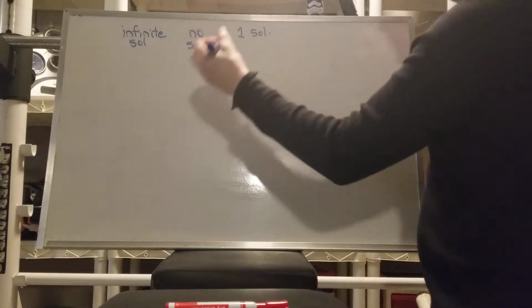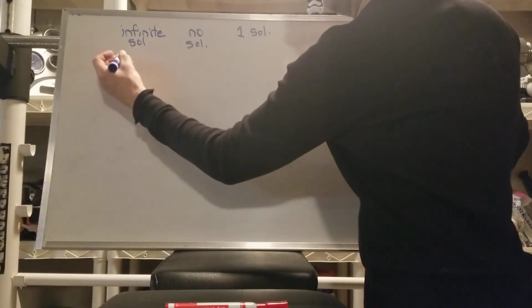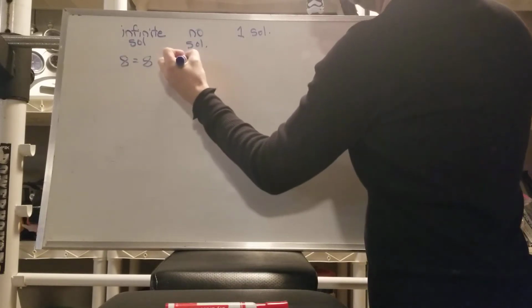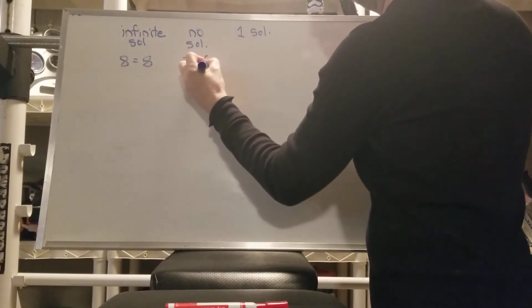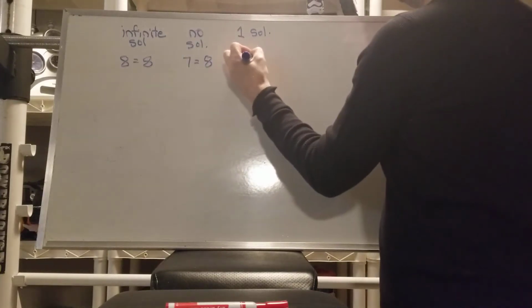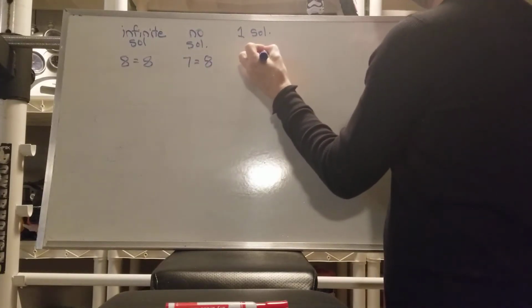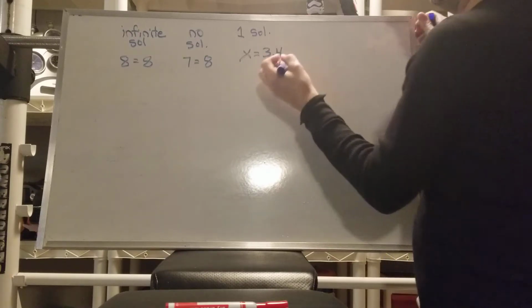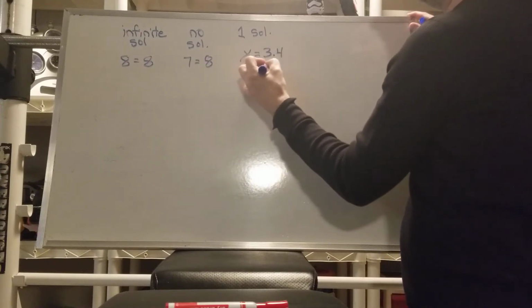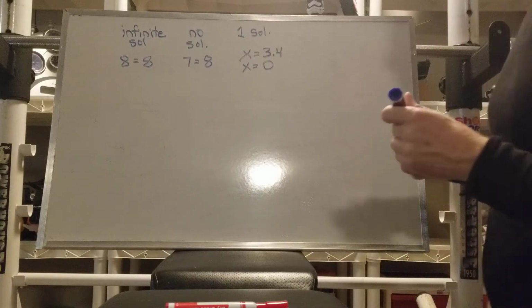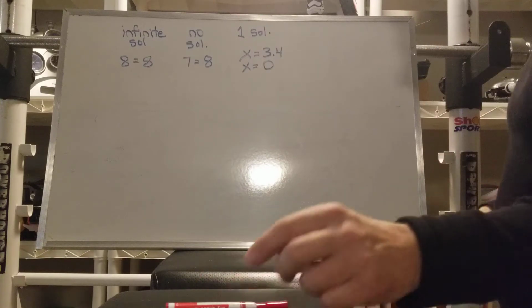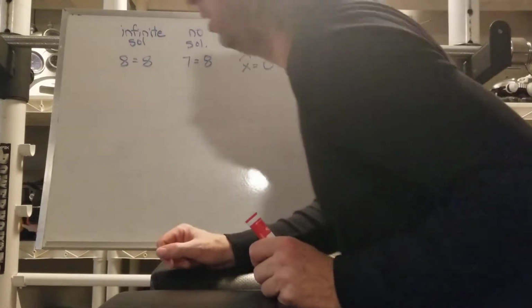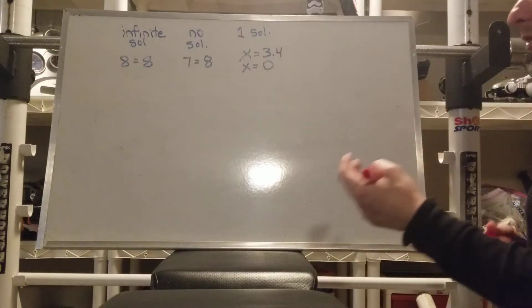So we know infinite solutions are going to end up looking like this. No solution, something like that. In one solution, you still have the variable, right? Doesn't matter what it is, but x equals 3.4, or don't forget, x equals 0 is also one solution. All right? Okay, so I started talking about these the other day, these tricky ones, where they want you to fill in letters with numbers, okay?